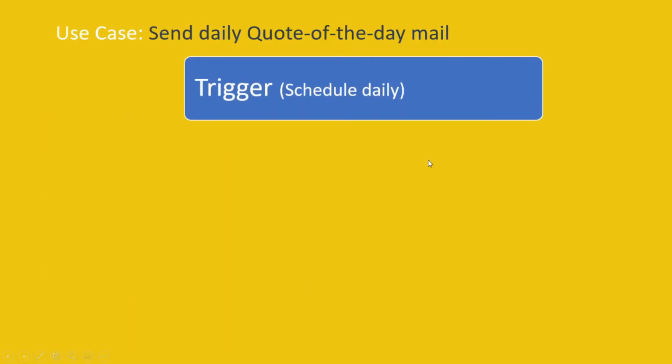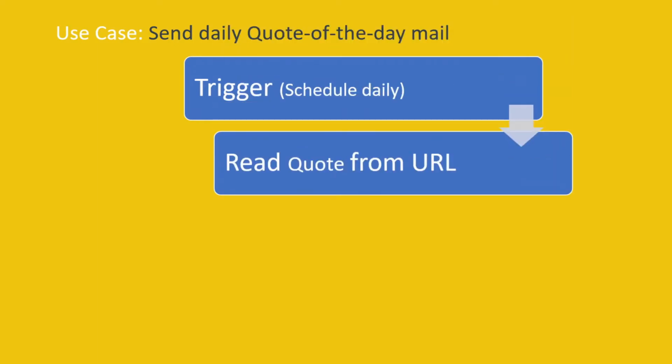A workflow which we are going to design in Power Automate is just like a flowchart. So our objective here is to send a quote of the day mail daily. We will start with a trigger which is a scheduled trigger. So say every morning 8 a.m. this workflow will run and the user will get an email.